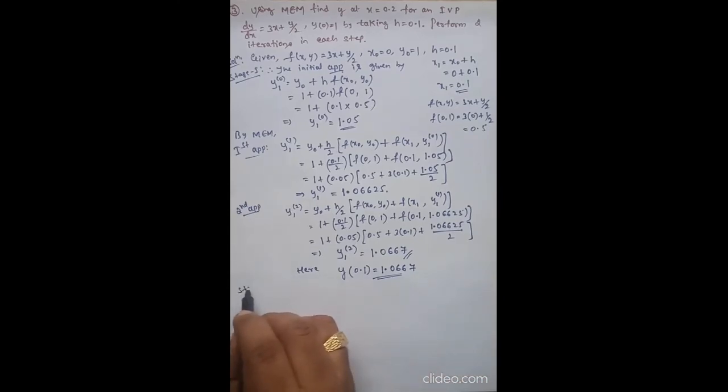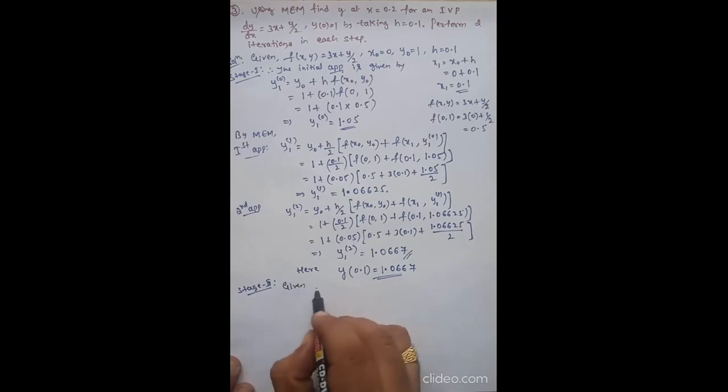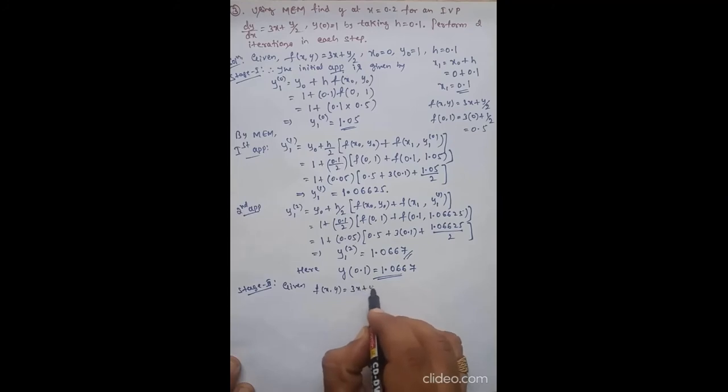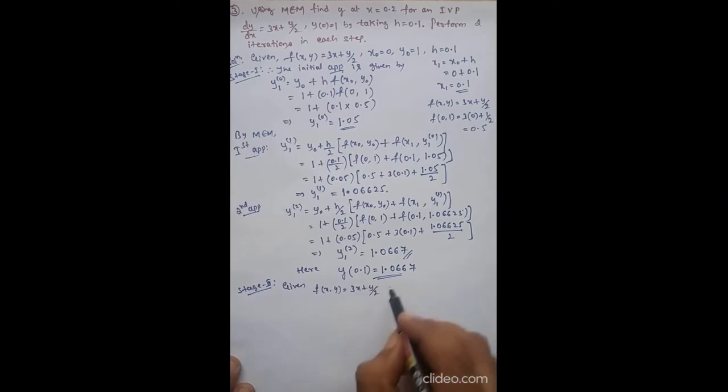Second stage, or stage 2, I'll write. In stage 2, I'll write the given data first. f of x comma y, the given function, is the same, (3x plus y) by 2. Now x0 and y0, the initial approximation.